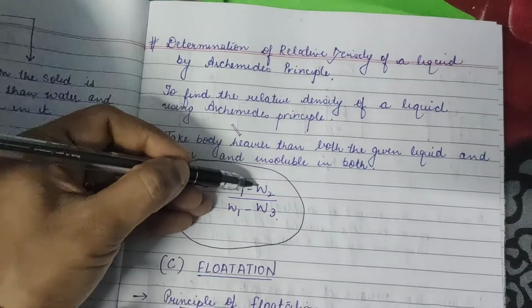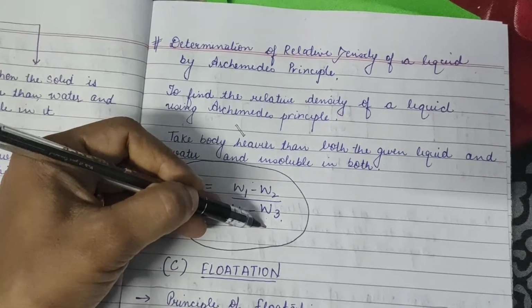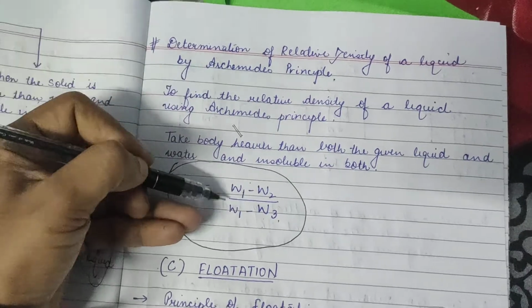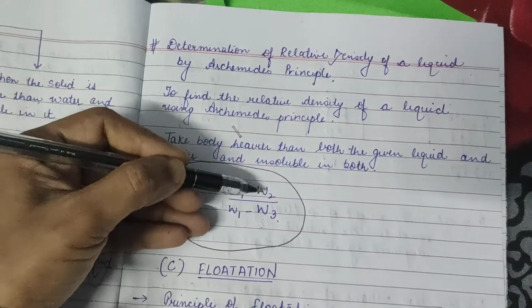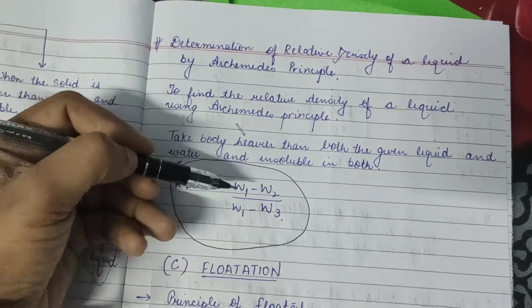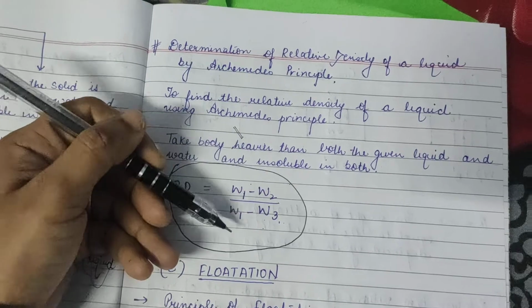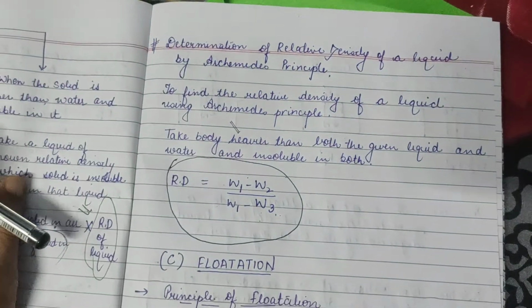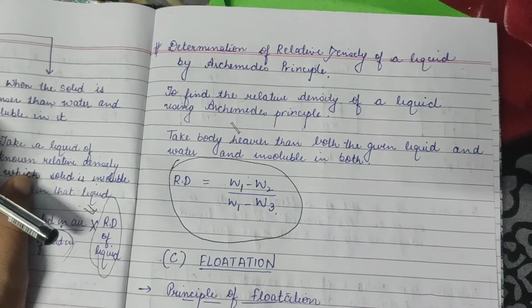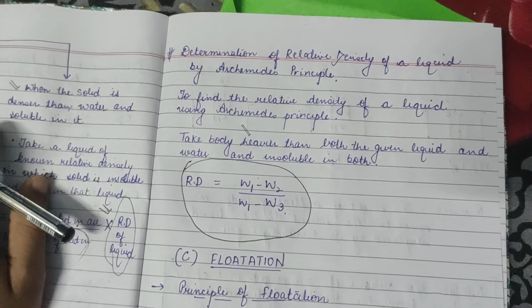So weight loss in water and weight loss in the other liquid. Here we have W1 minus W2 upon W1 minus W3. That is the weight loss when the body is in water and the weight loss when the body is in another liquid. So these are the three formulas of relative density.